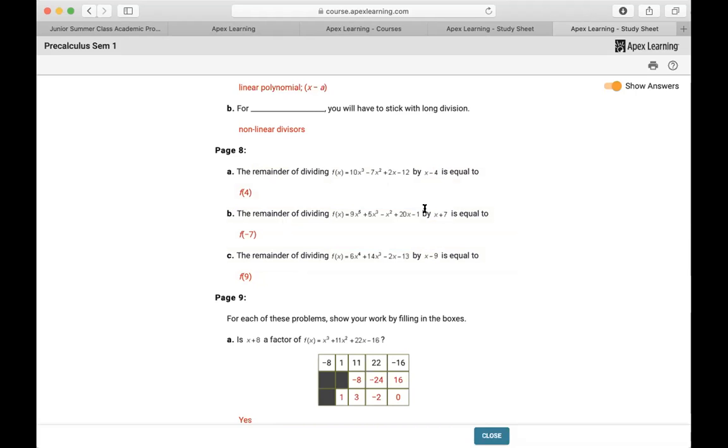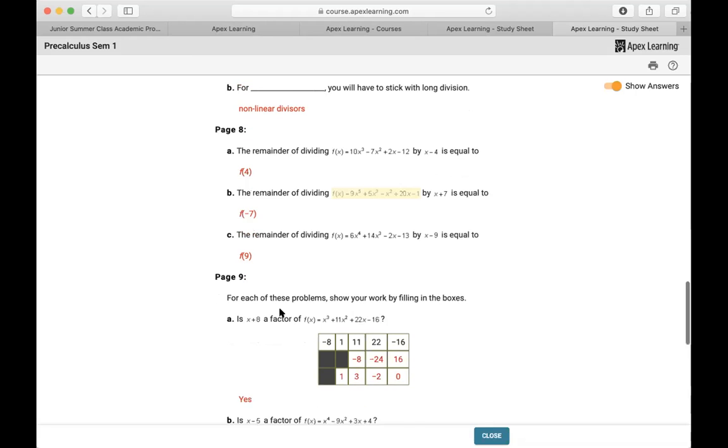All right, looking at this one, if I divided my entire equation by x plus 7, when I do this synthetic process, x is equal to -7. So I would evaluate this based on -7. And this theorem says that if I'm dividing this, the remainder is equal to the same thing as if I evaluated f of -7.